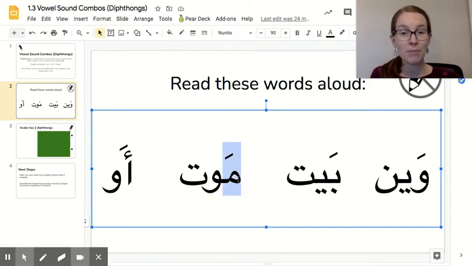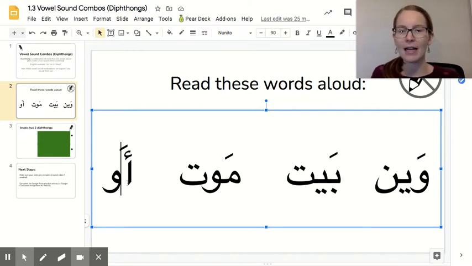Then we have a meem, plus a fatha, and this time it's a waw next. So fatha sounds like "a", waw sounds like "oo", right? So a plus oo sounds like "ow". Okay, so "mawt", this is the word. That's the other diphthong that we're going to take notes on in a second. Fatha plus waw sounds like "ow", okay?